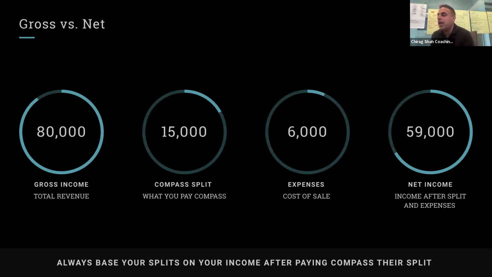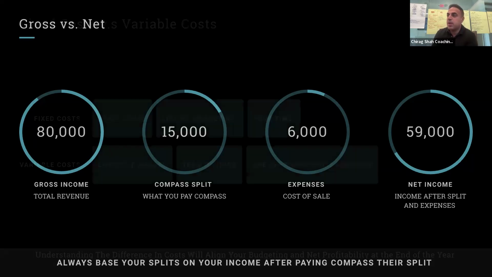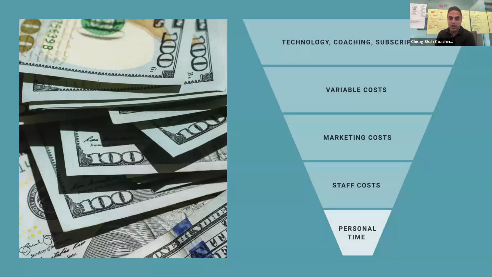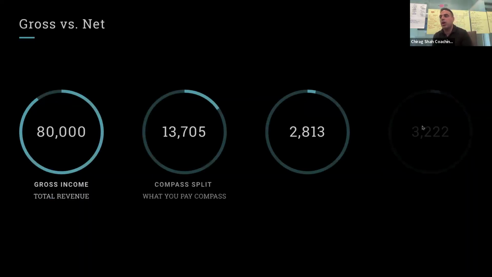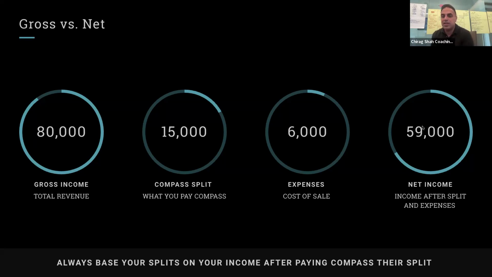So you should be paying your agents off of this number here, the $59,000, because that's what you actually net. Now, that goes back to being able to sell this to people correctly and explain it to them, right? A lot of team leaders don't like to tell people their split, which I will never know why. So if I earned $80,000, I'd like to explain to them, right? $15,000 goes back to Compass. $6,000 is the cost of this sale, right?